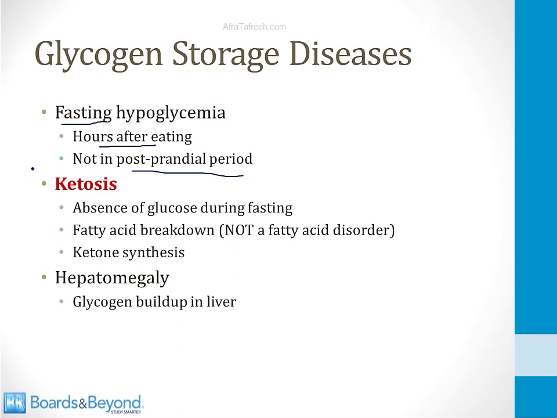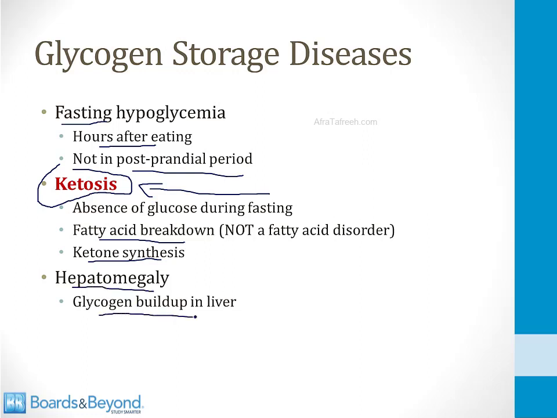In addition, babies with glycogen storage diseases who develop hypoglycemia have ketosis. Because there isn't enough glucose around during fasting, they will break down fatty acids, and this will lead to ketone synthesis. This is an important feature because, as we'll talk about later, in fatty acid disorders there can be hypoglycemia, but there will not be ketosis. The presence of high levels of ketone bodies indicates that fatty acid metabolism is occurring normally. And then finally, in the glycogen storage diseases, you can see hepatomegaly. That's because glycogen builds up in the liver.